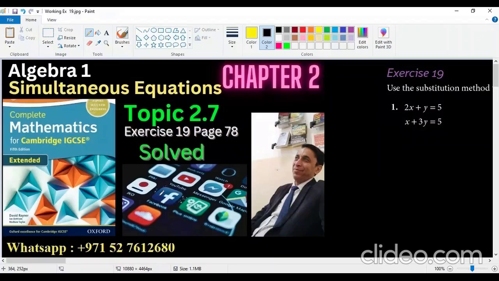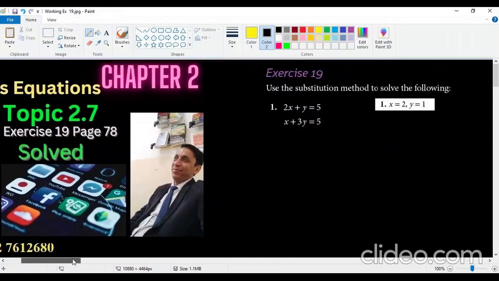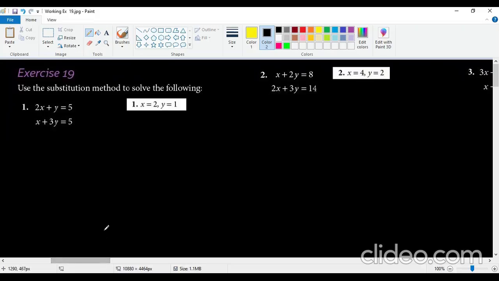Now taking you straight to the questions. Here, we are going to use the substitution method to solve the following equations. There are several methods to solve simultaneous equations, but here we are using the substitution method. In this method, we can take any equation we feel like, whichever feels easy. This is equation 1, and this is equation 2.